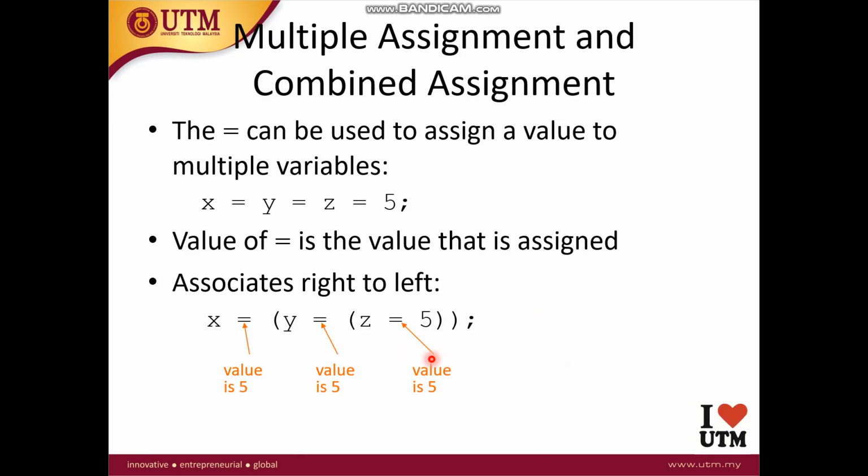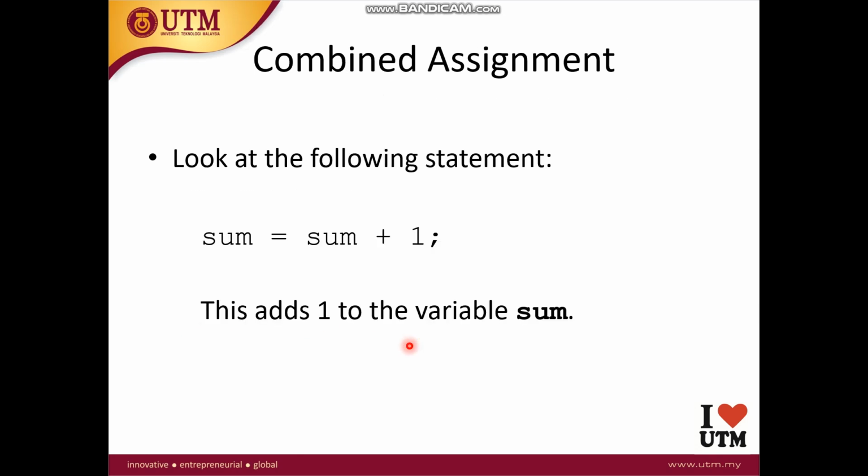So what is multiple assignment? We can do it this way: x equals y equals z equals 5. That means this 5 is going to be assigned to those three variables. This one is read from right to left. So z equals 5, then y equals this value, which is 5, and x equals this value, which is 5.